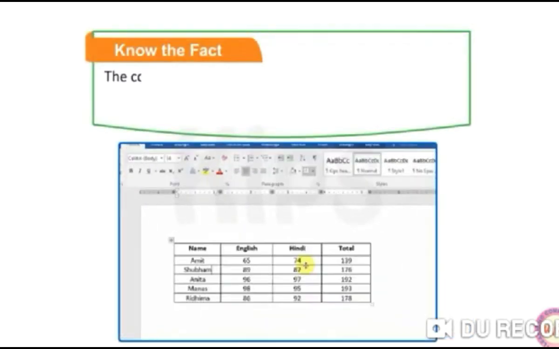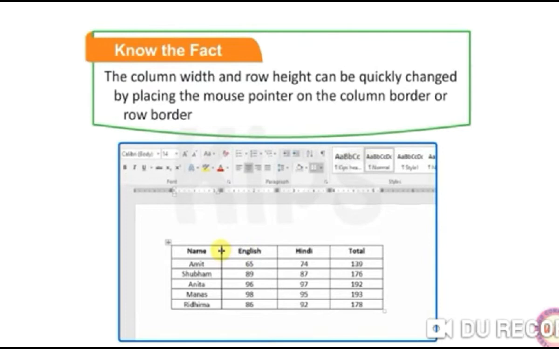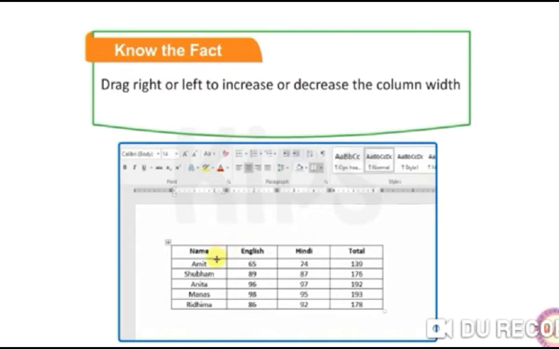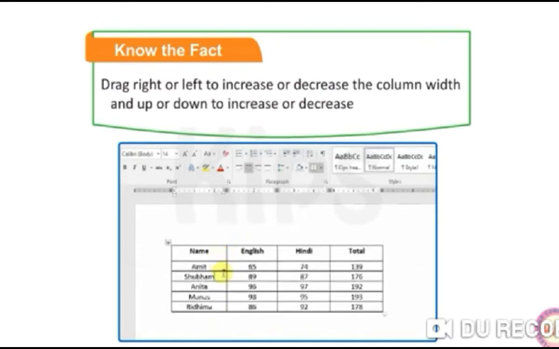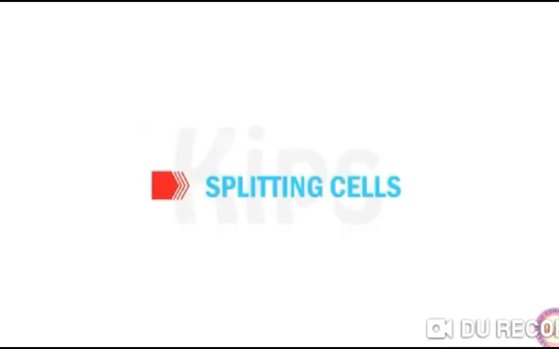Know the fact. The column width and row height can be quickly changed by placing the mouse pointer on the column border or row border and dragging the double-headed arrow. As you can see here, I'm dragging it to change the row. Drag left or right to change the column width, and up and down to increase or decrease the row height.